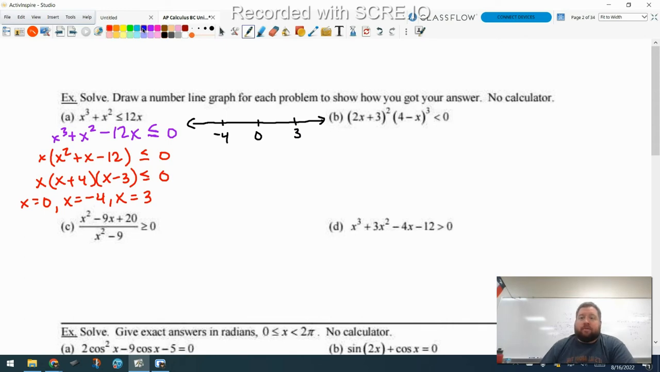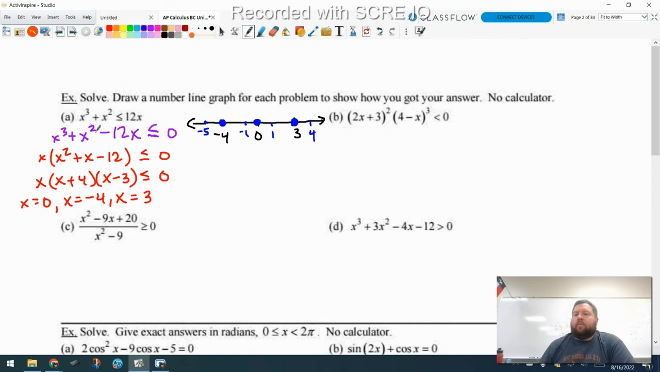All right, I'm going to put circles on my number line. This is an equal to, so they get closed circles. And then we want to figure out where this function is less than 0, so we want negative values. So we're going to test numbers in each region in between these. So pick the easiest number possible: negative 5, negative 1, positive 1, and positive 4. Okay, you can pick any number you want in that region, but you want to try to pick the easiest ones to use, which is usually the next closest integer.